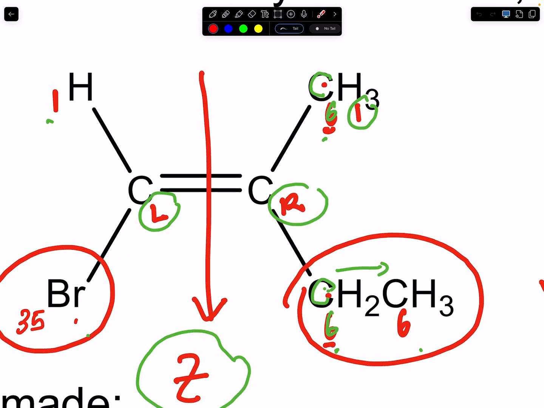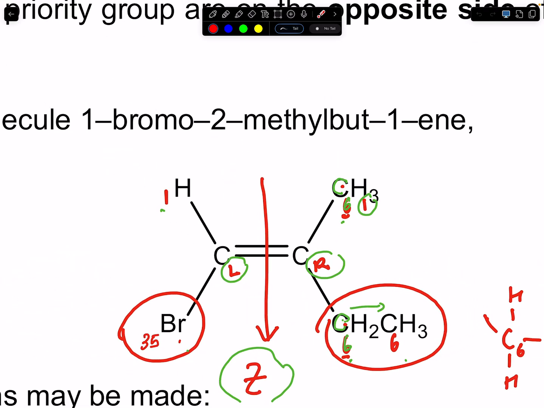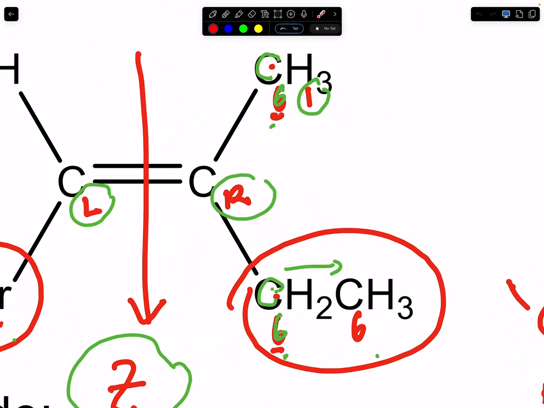Okay? Both carbon on the right has 6 protons, right guys? Can see that? So it is a tiebreaker. So to break the tie, what do you do? You move on to the next carbon atom. Can see?